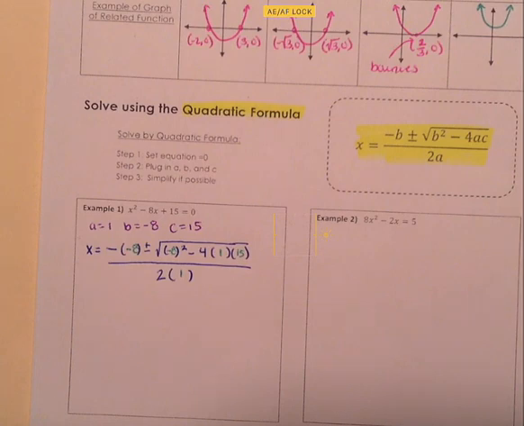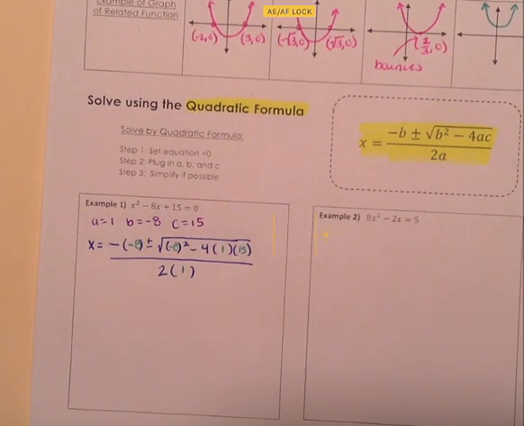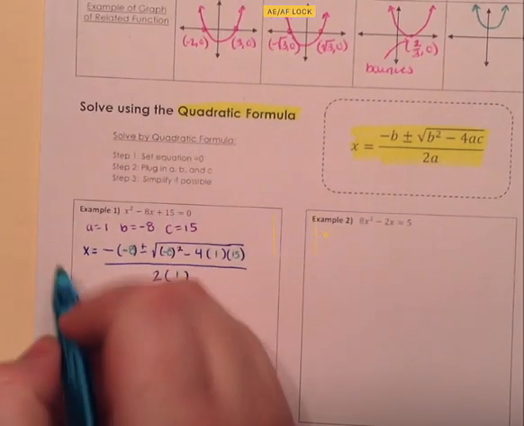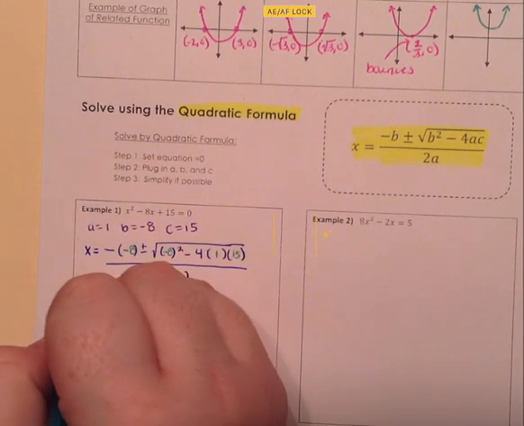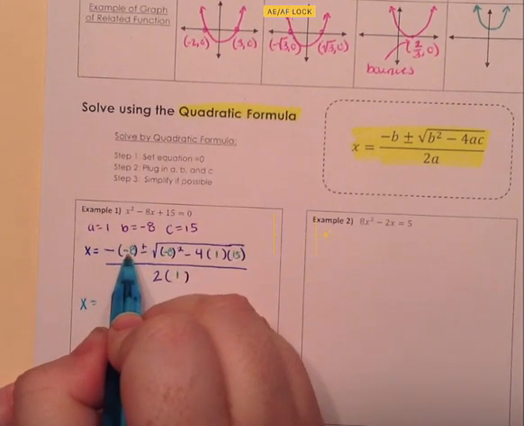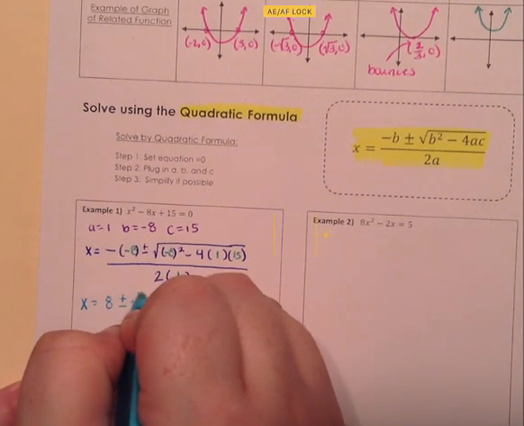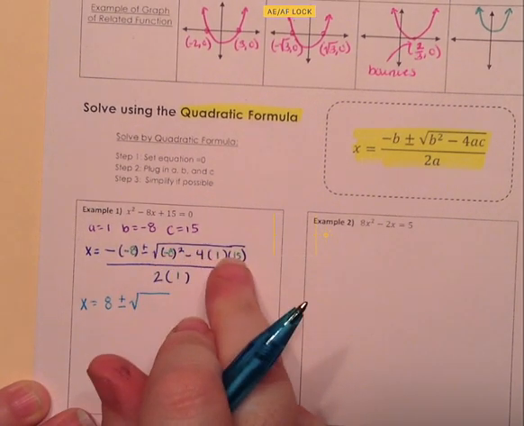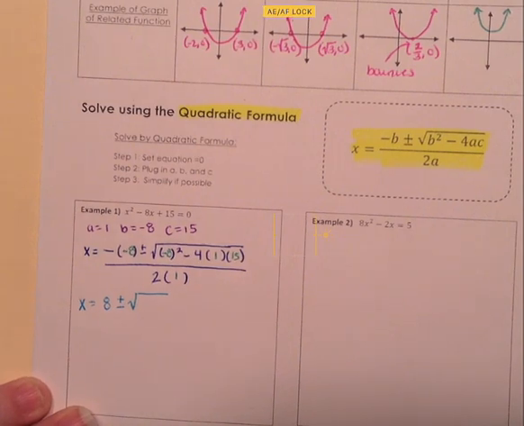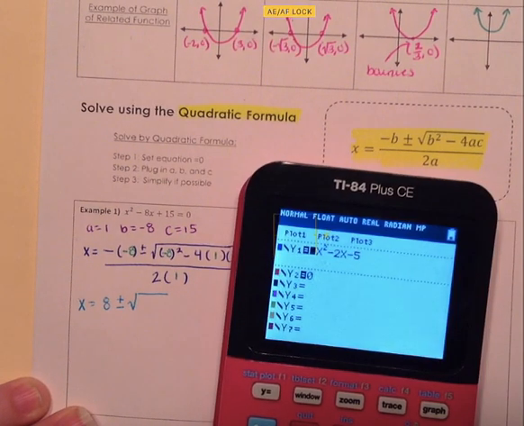So to simplify this, I can use the calculator. I have x equals negative times negative 8 is a positive 8 plus or minus the square root of. Now I want to type that into my calculator. Again, that is the discriminant. We want to know what the discriminant is.